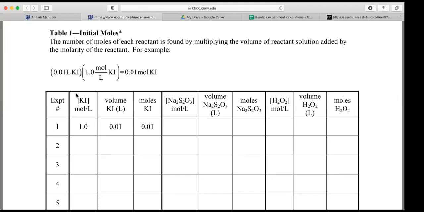So what I'm going to do is bring us back up to, let me close that one off. Table 1. Here's table 1. So this will be your first set of calculations that you do.